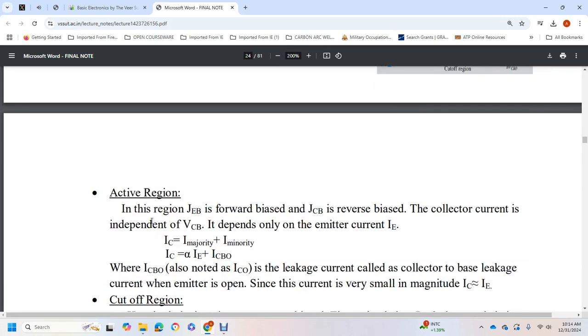Active region. In this region, the emitter base junction is forward biased and the collector base junction is reverse biased. The collector current is independent of the collector voltage and depends on the emitter current. IC equals the majority plus the minority current, which is alpha IE plus ICBO. ICBO, also known as ICO, is the leakage current of the collector base junction with the emitter open. Since this current is very small, the magnitude of the collector current is essentially alpha times the emitter current.